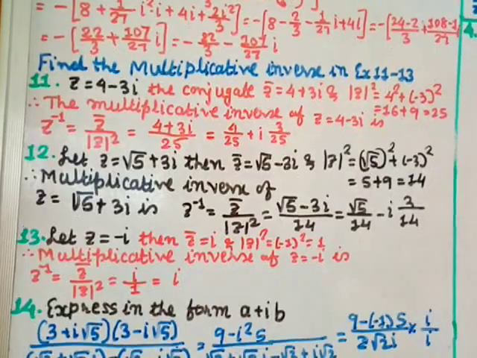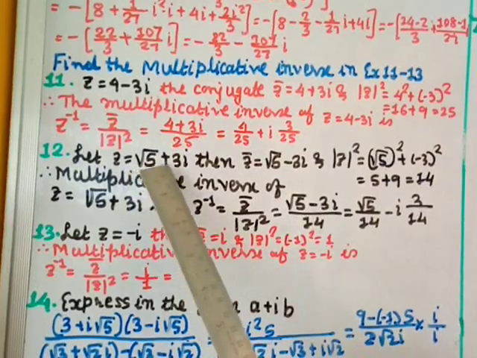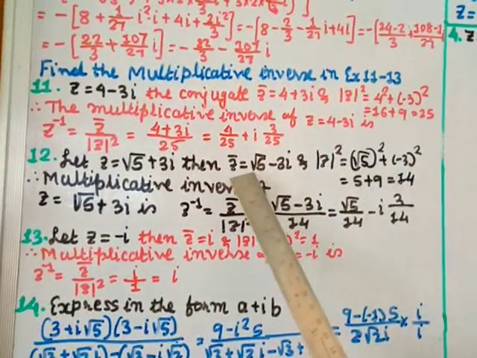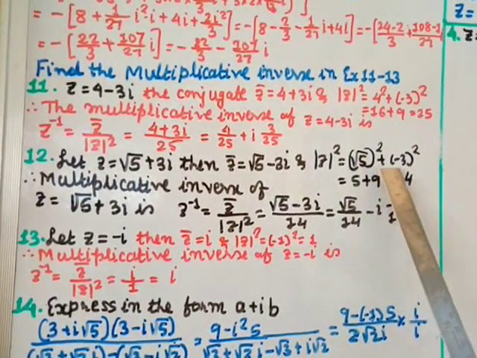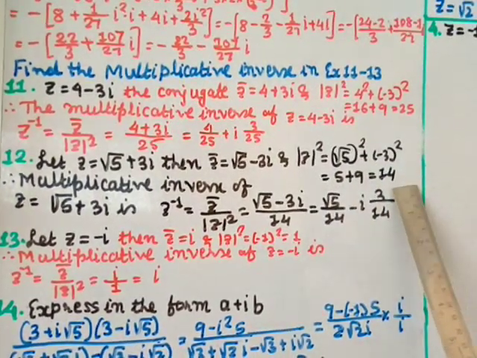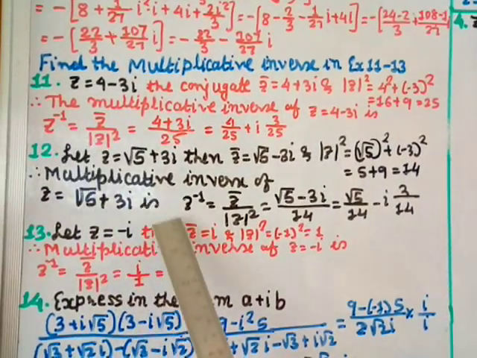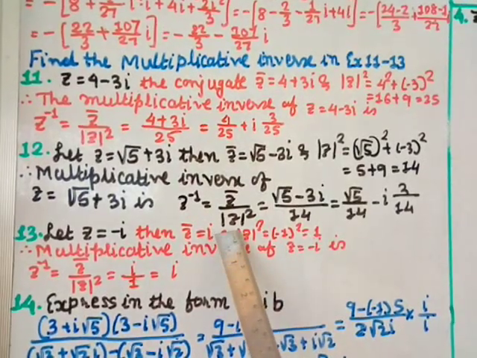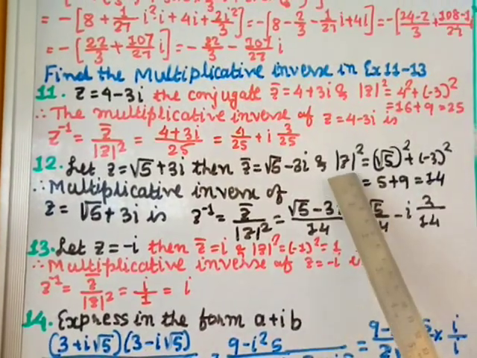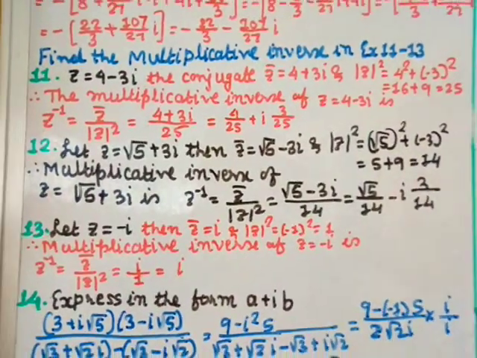Question number 12. Let z equal to root 5 plus 3I. Then the conjugate of this is z bar equal to root 5, if it is plus, here minus 3I, and the modulus of z whole square will be equal to square of this, root 5 square plus minus 3 square. Root 5 square is 5 plus minus 3 square is 9. Add up this, you get 14. Therefore multiplicative inverse of z equal to root 5 plus 3I is z inverse, this formula I am writing, equal to z bar divided by modulus of z square equal to, put the value, z bar is root 5 minus 3I and modulus of z square is 14. Separate each term, so root 5 by 14 minus I into 3 by 14.